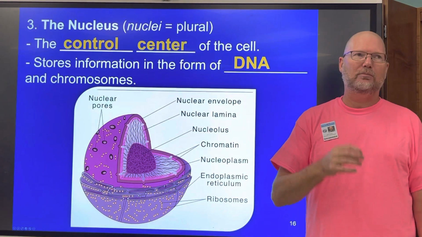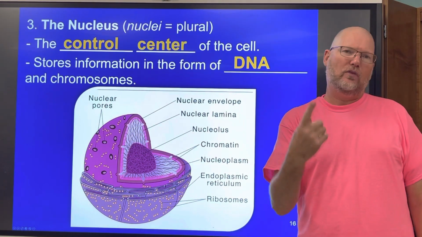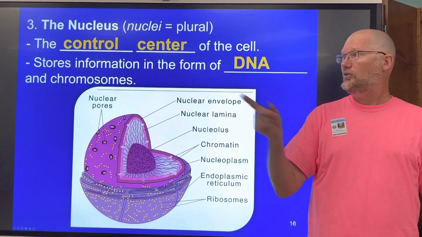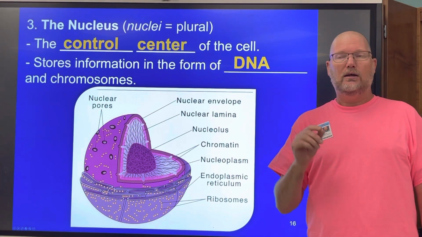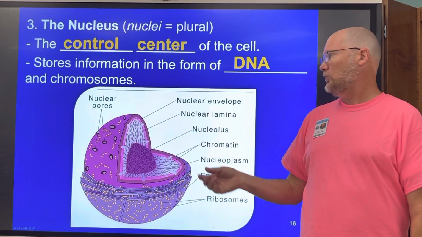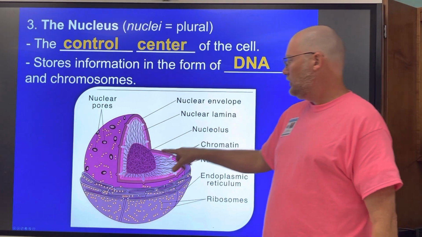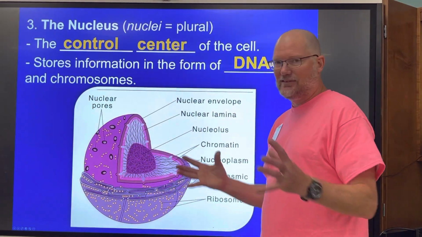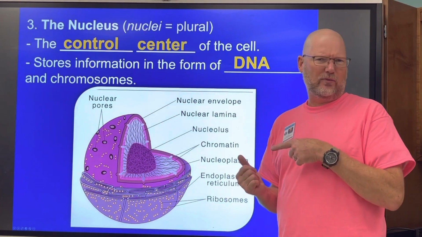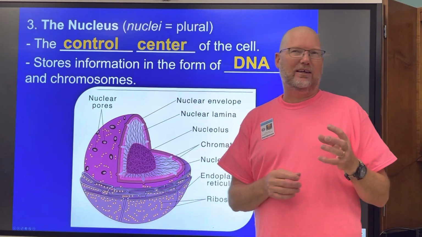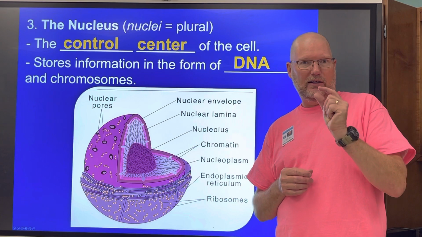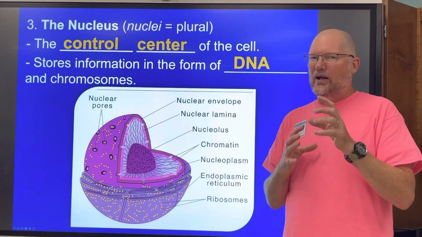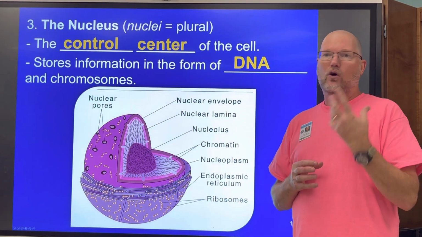deoxyribonucleic acid. Now, I'm not saying that you need to know that just yet, but you do have to know what DNA means and how to say it, I believe, in the next unit. So anyway, here's this whole thing inside the cell. You had a picture of it before. So it's kind of like a cell in a cell, but it's not a cell by itself. It has its own function.